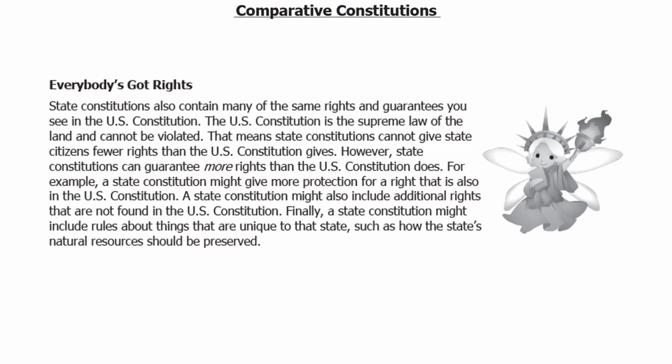For example, the state constitution might give more protection for a right that is also in the U.S. Constitution. The state constitution might also include additional rights that are not found in the United States Constitution. Finally, a state constitution might include rules about things that are unique to that state, such as how the state's natural resources should be preserved.